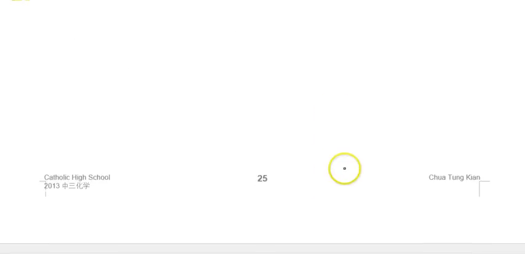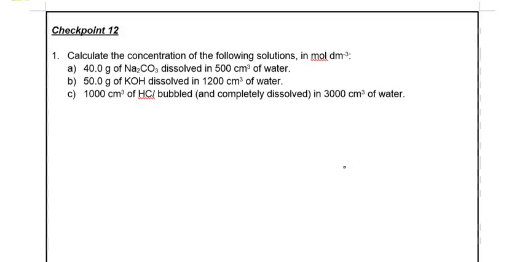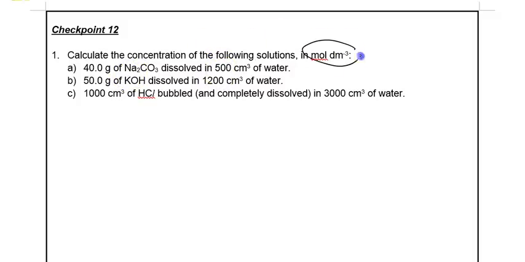Let's attempt checkpoint 12 by yourself. Pause the video now and attempt checkpoint 12. Okay, checkpoint 12, 1A. I have 40 grams of sodium carbonate dissolved in 500 cm³ of water. I must calculate the concentration in mole per dm³. So let's do 1A together.